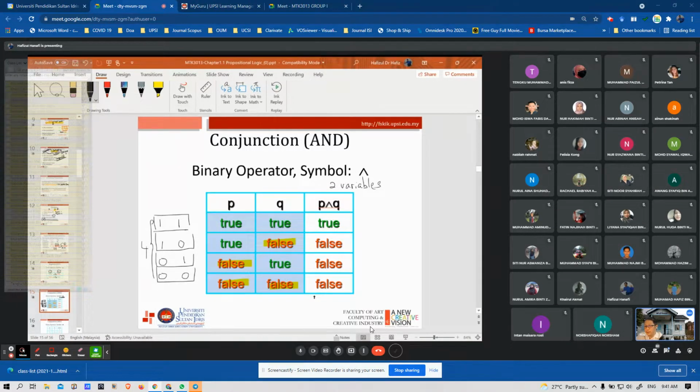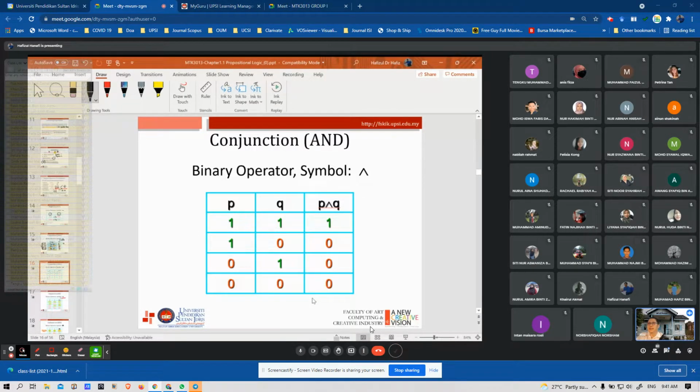Okay, when we talk about N, kita akan multiply lah. 1 darab 1, 1 darab 0, 0. 0 darab 1, 1, 0. 0 darab 0 adalah 0. Okay, and then we have N plus lah. This one plus.